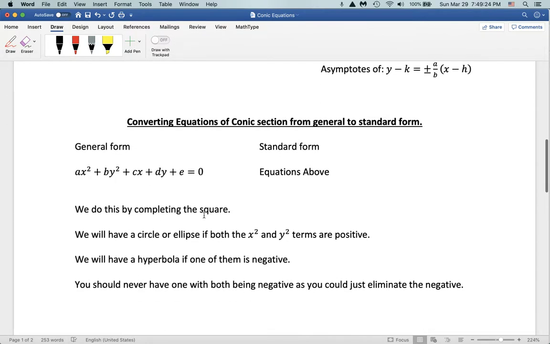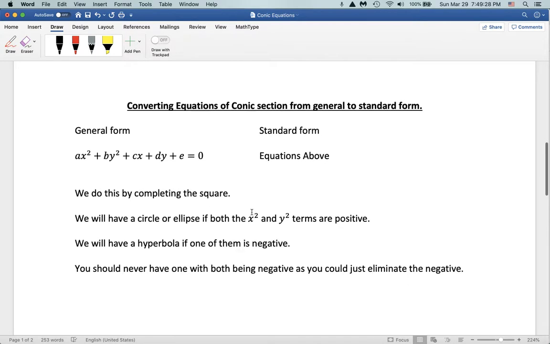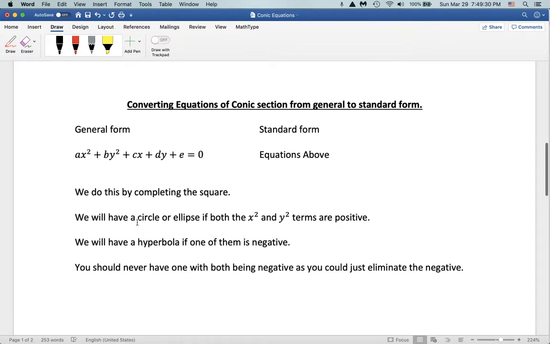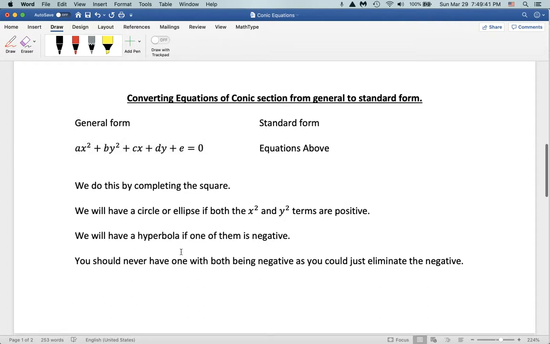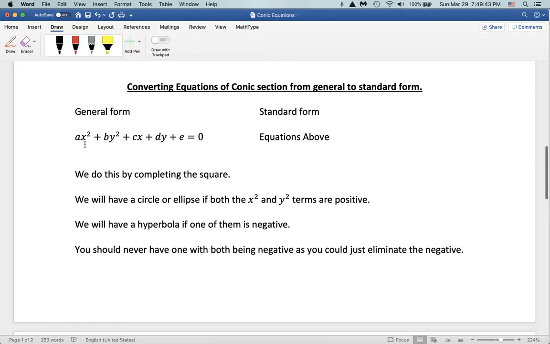And we do this by the process of completing the square, which we had a lesson on a while ago, but I'm going to do another one to reiterate. First, we will have a circle or an ellipse if both the x squared and the y squared terms are positive. If these two leading terms are positive, it'll either be a circle or an ellipse. If one of the two is negative, then we get the hyperbola. You should never have both of them negative, because you could just eliminate the negative by multiplying by -1.